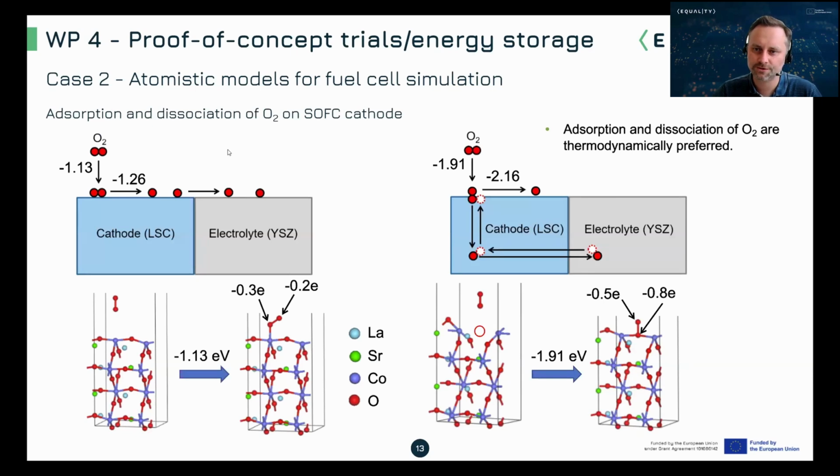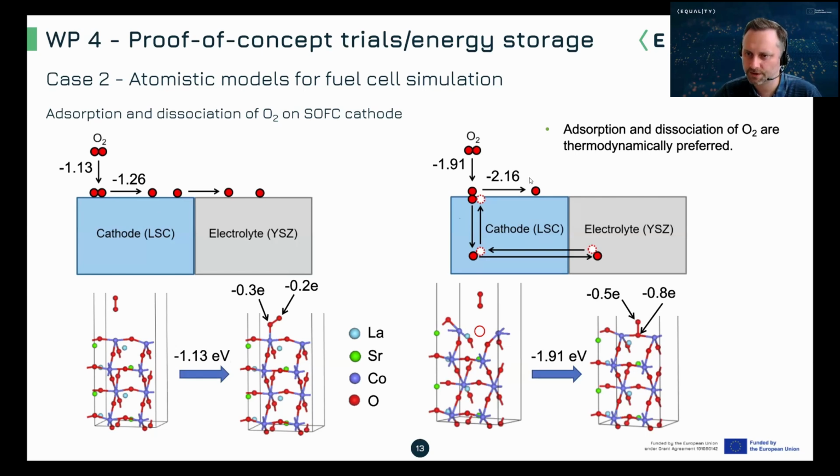Coming now to the adsorption and dissociation of oxygen on solid oxide fuel cell cathodes and the detailed energetics of this system. Here we see that the first step is the adsorption of the oxygen on the surface with a certain adsorption energy. Then it dissociates with a certain dissociation energy, and further on it diffuses. And these energies we found out by using detailed atomistic models.